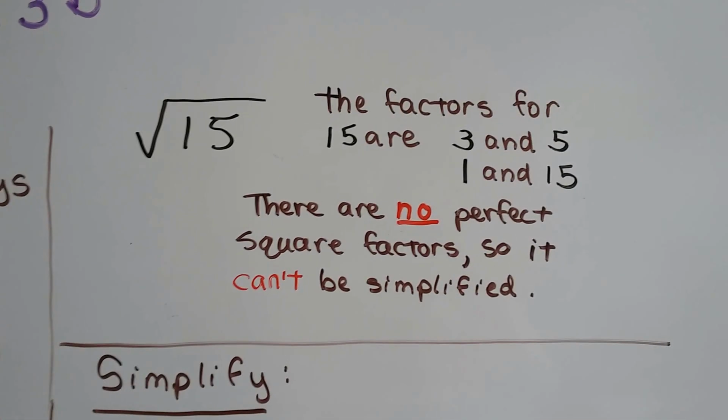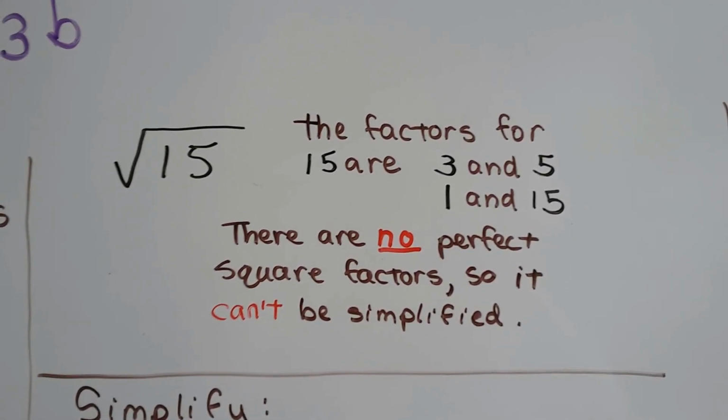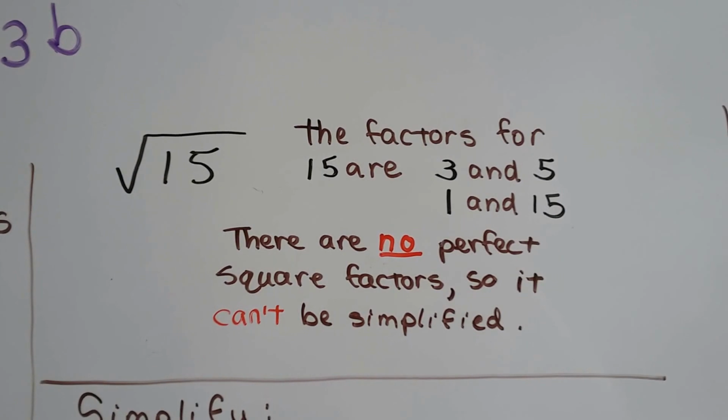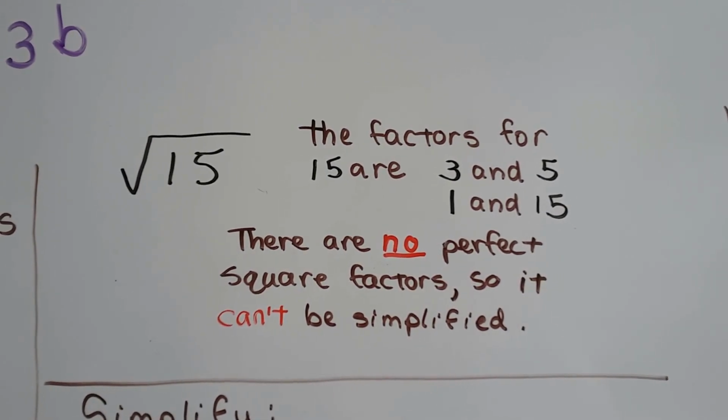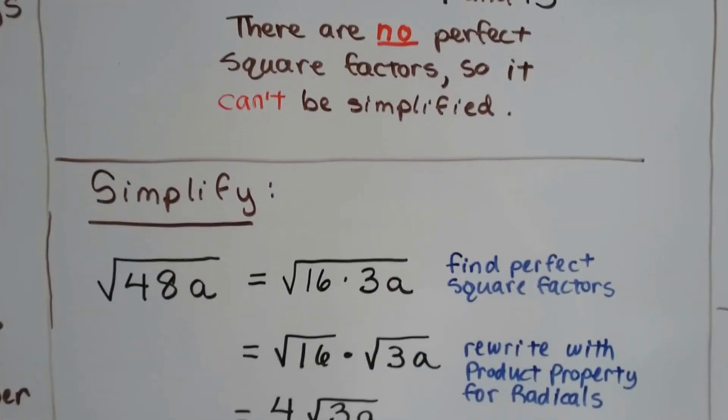Take a look at this one. We've got the square root of 15. Well, the factors for 15 are 3 and 5, 1 and 15, and there are no perfect square factors, so it can't be simplified. It's finished. It's done. Take a look at this one.